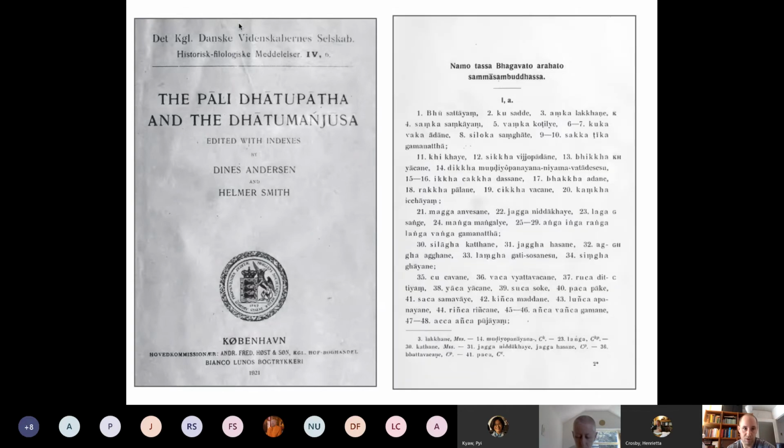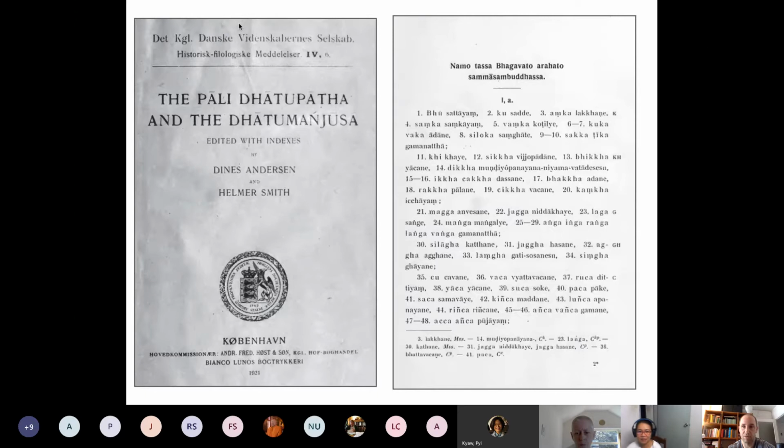This is an example of the edition of 2 Dhatupathas of the Kaccāyana tradition, edited by Dines Andersen and Helmer Smith. And on the right, you can see how it looks, Bu Sattayam, Ku Sadde, etc. The Sanskrit Dhatupathas look more or less the same. And the idea is Bu Sattayam is telling you that the verbal root Bu is used in the sense of being, Sattayam, etc.